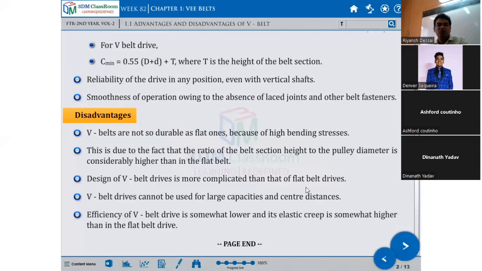Efficiency of V-belt drive is somewhat lower than flat belt, but its grip is somewhat higher. So most of these V-belts get grip. Sometimes the belt gets lifted and the pulley will move without taking the driven pulley.